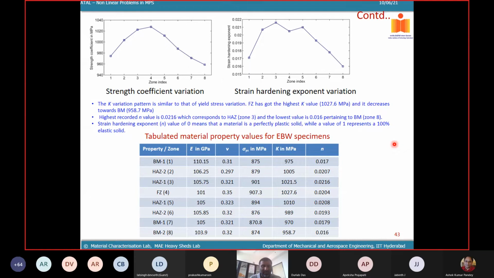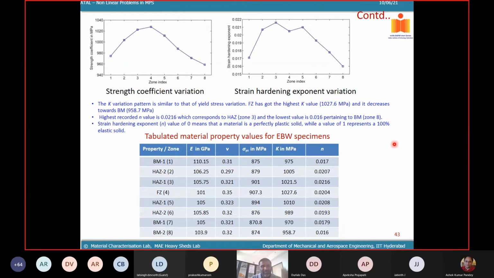So your Young's modulus is going down, your Poisson's ratio is increasing, whereas your yield strength slightly increases in the fusion zone from 875 to 907. And these are the strength coefficient K and the hardening coefficient n. K is the strength coefficient, n is the hardening coefficient. For different zones along both sides from the central line, we have measured it and plotted it. So this is how the properties vary.